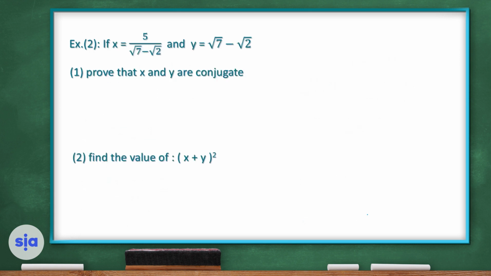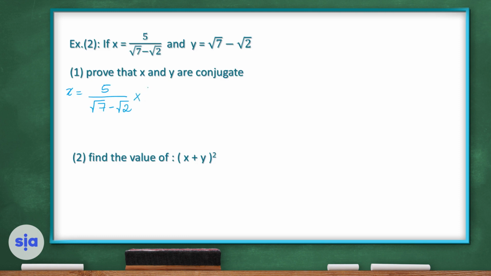Example number 2. If x is 5 over root 7 minus root 2 and y is root 7 minus root 2, the first requirement is to prove that x and y are conjugate numbers. How are we going to do this one? Yes, we're going to work on x first. x equals 5 over root 7 minus root 2.